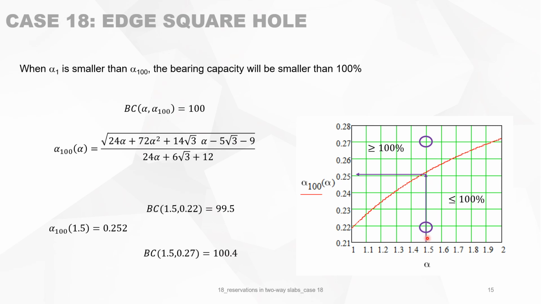And then you can easily see it. If you take this point at 1.5, then you will see 0.22 of alpha 1, you end up here, and otherwise you end up there, which is bigger than 100%, and this is smaller than 100%. But the difference is very small.